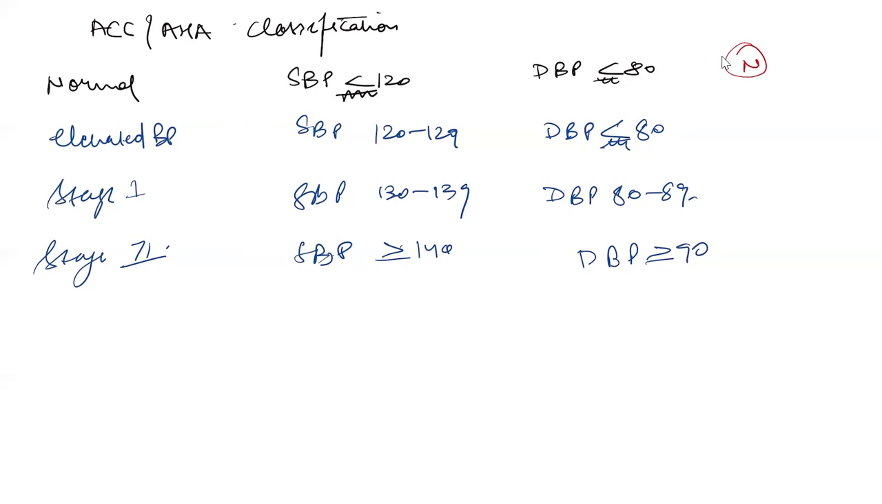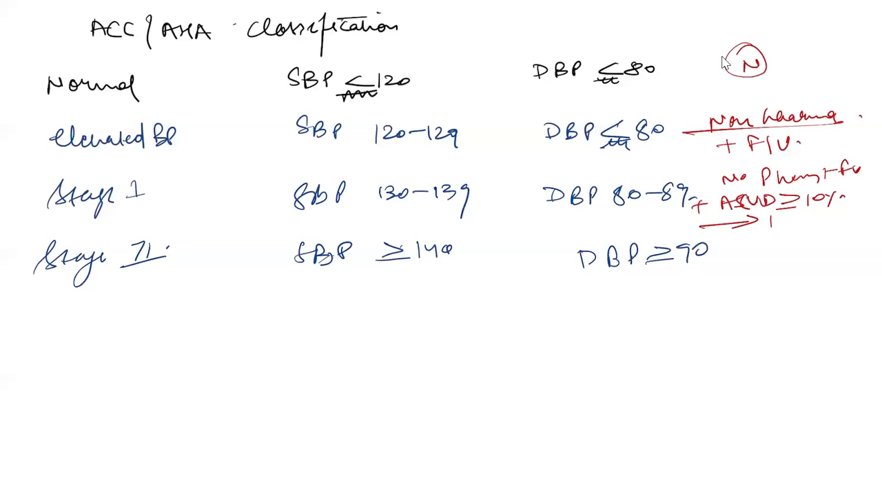In elevated BP, we do non-pharmacological therapy like exercise and diet, plus follow-up. In stage 1, again we do non-pharmacological therapy plus follow-up. Plus, if the ASCVD score, which is the score to predict the risk of cardiovascular disease, is more than 10%, then we will add pharmacological therapy. In this condition, we will start with only one drug. In stage 2 hypertension, we'll give non-pharmacological therapy plus pharmacological therapy, and here we'll start with two drugs at low doses.